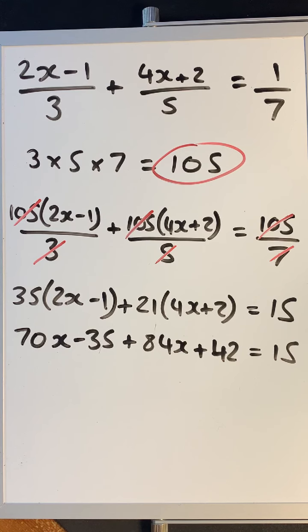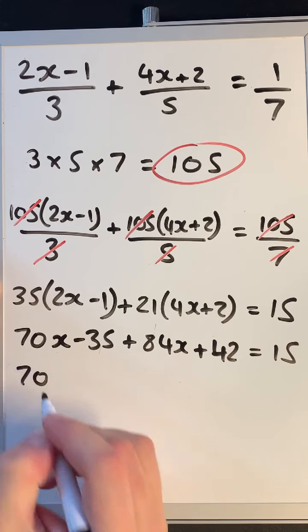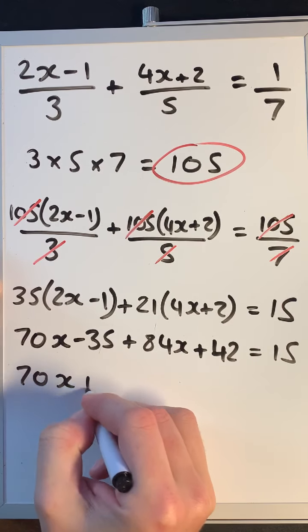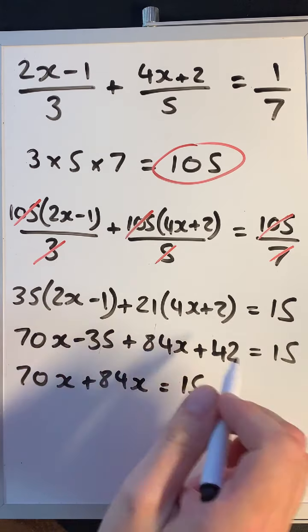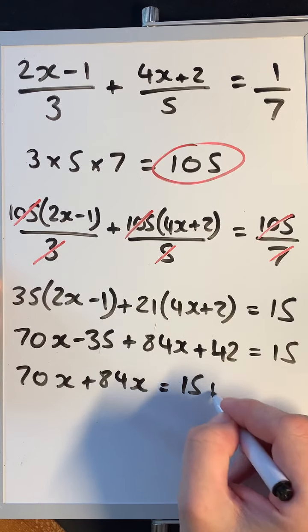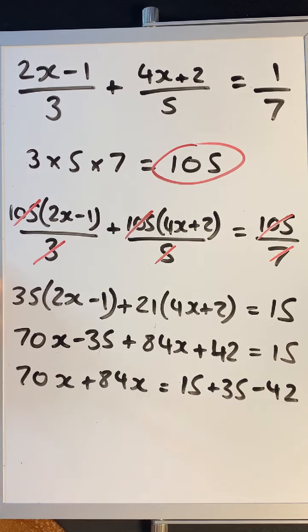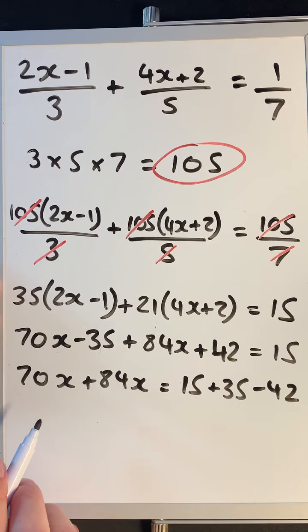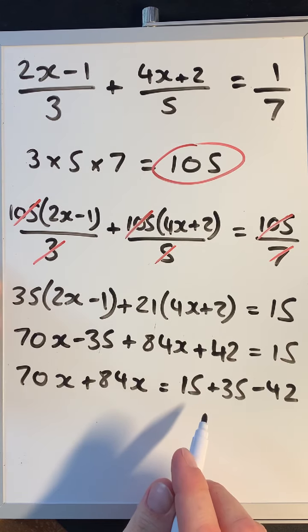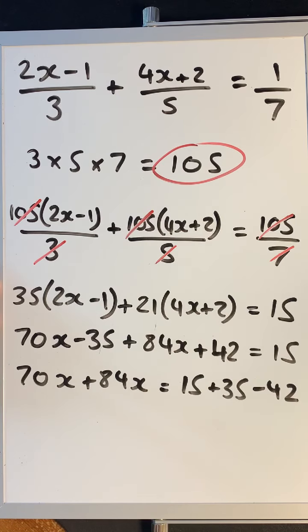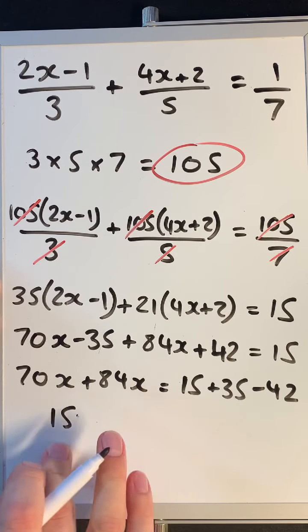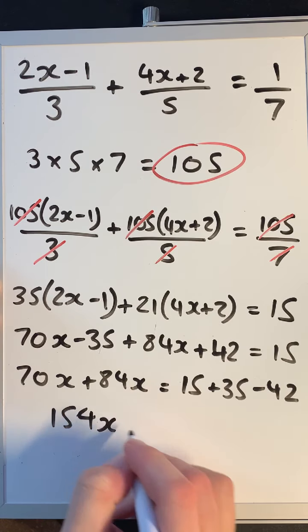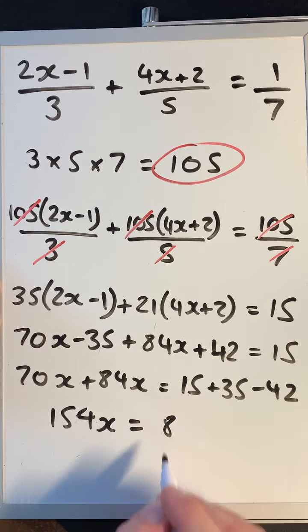Okay, so what we're going to do then, as usual, get your numbers on one side, x's to the other. I'm going to take my numbers to the right hand side. Of course, you could group whatever terms you want to here, simplify it out. So on the left then, we've got 70x plus 84x. On the right, we've got 15 plus 35 minus 42. On the left then, we've got 154x. On the right, we've got 8.